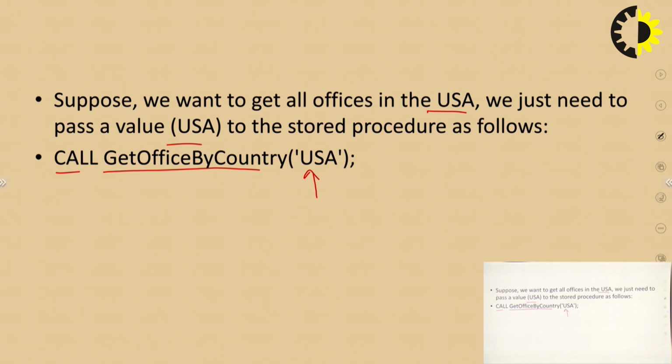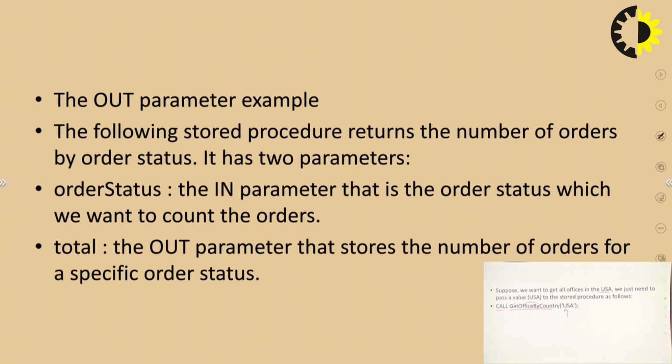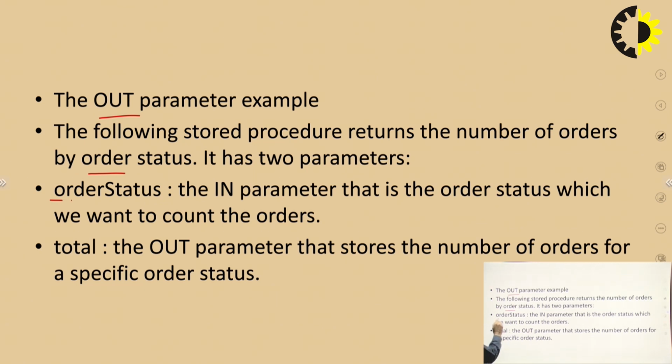So this is the example of the IN mode, and next is the example of the OUT mode. The following stored procedure returns the number of orders by status. We are going directly to an example in which we use order status, whose type is IN mode, and second, a total variable, whose type is OUT mode.